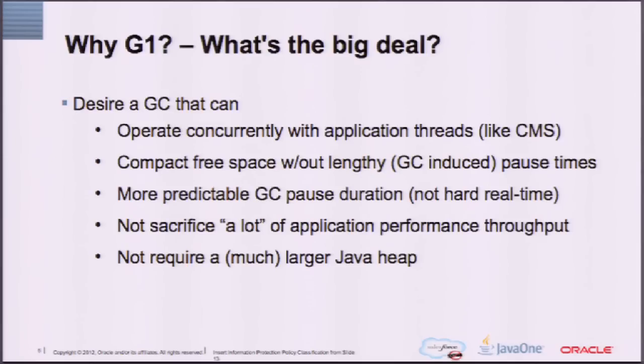We'd also like some more predictable GC pauses, and we'd not like to sacrifice an awful lot of application throughput. In addition to that, we'd also not like to have to throw an enormous amount of Java heap at this in order to achieve either our throughput goals or our latency requirements.